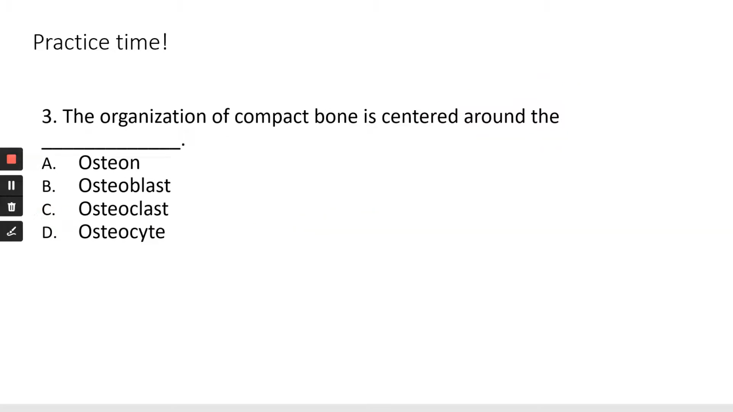Number 3. So basically this asks you what is the structural unit of compact bone, right? Because this is centered around. So when you build compact bones, you are building bone matrix around this particular structure. So that's not going to be any of these bone cells. So the correct answer is the structural unit, which is osteon.